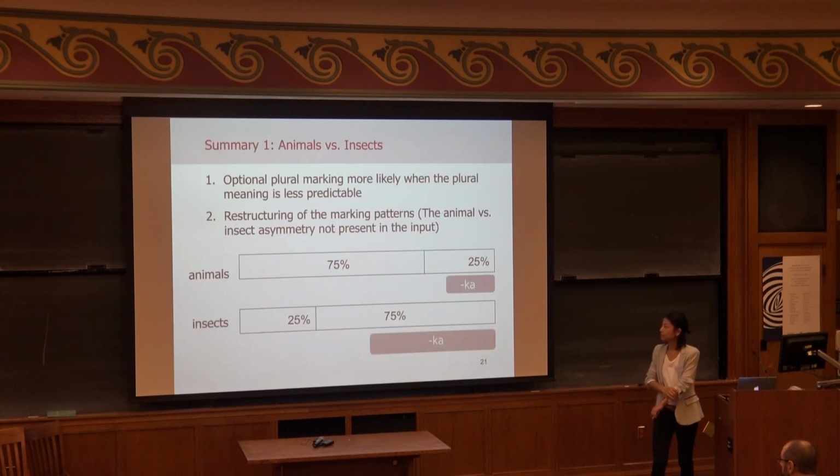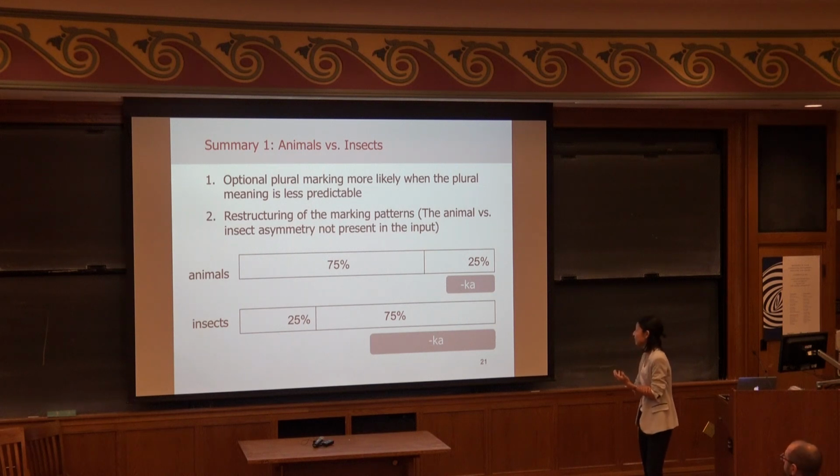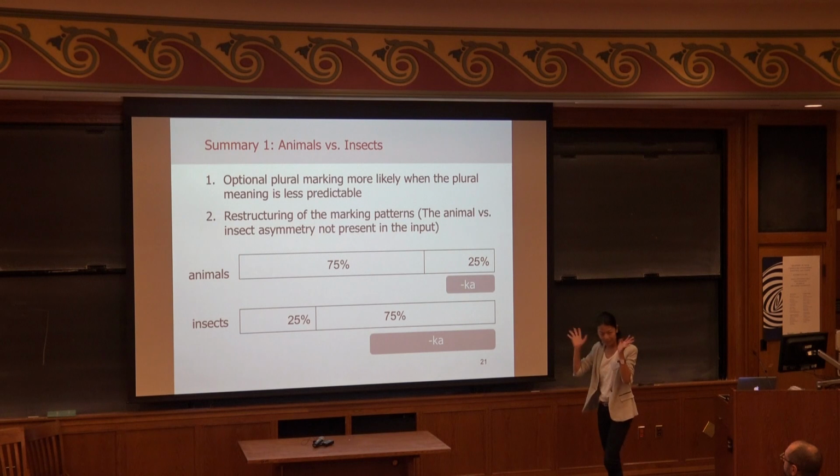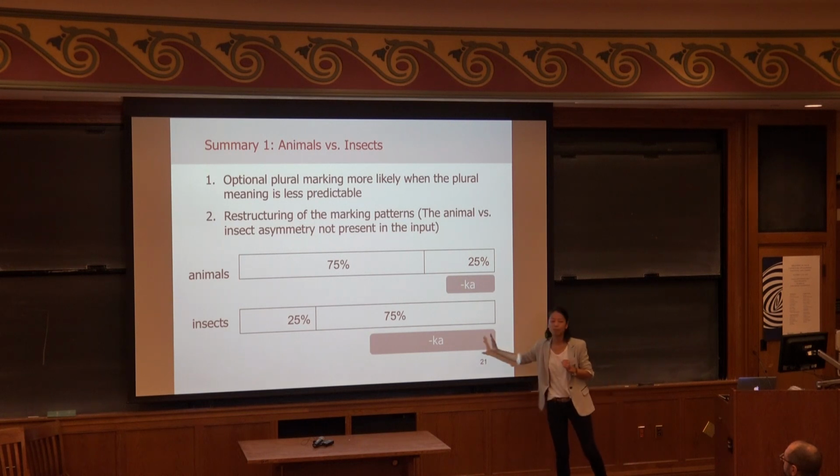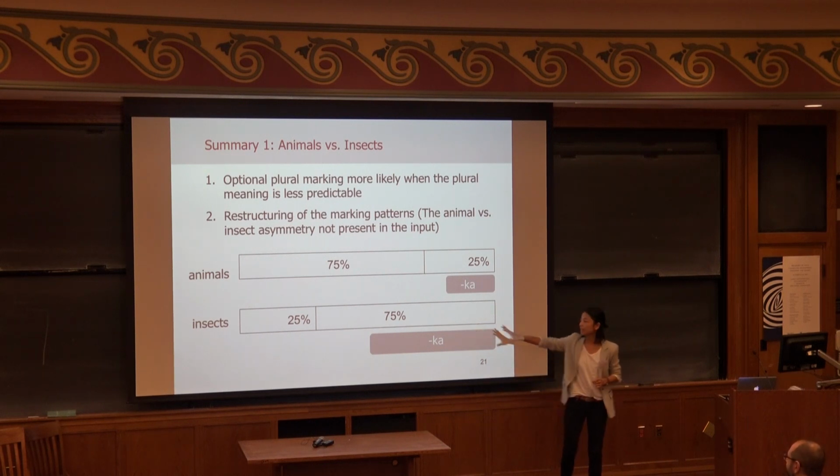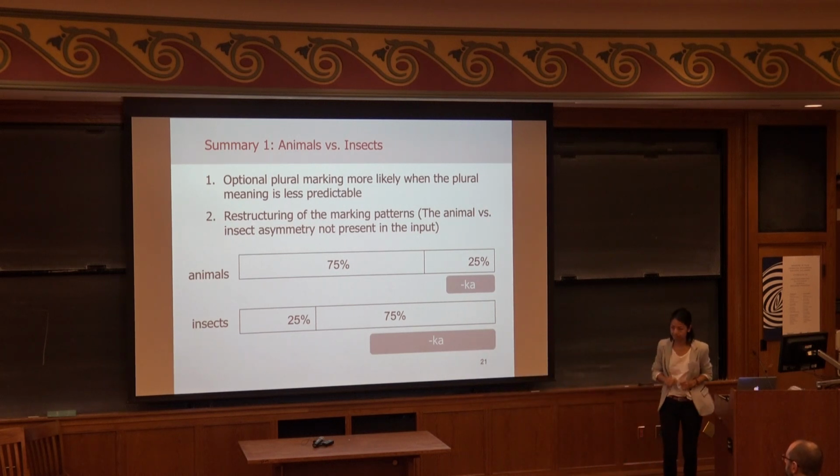So that's what we found. And an additional thing that's kind of interesting is that numerically speaking, in the input you hear ka more often with the insects, by virtue of the fact that they appear as multiples more often. But when they're asked to produce, they're less likely to use ka for insects. Which is interesting and supports our general idea.